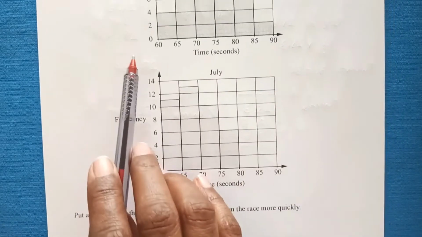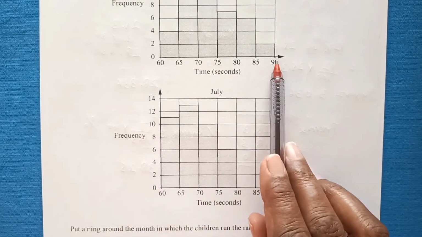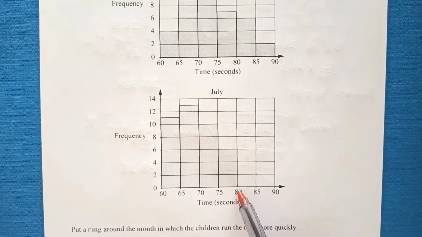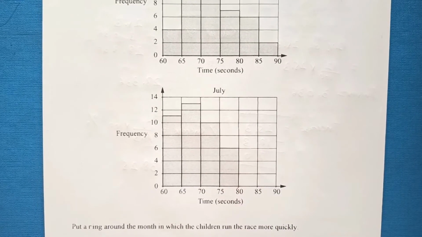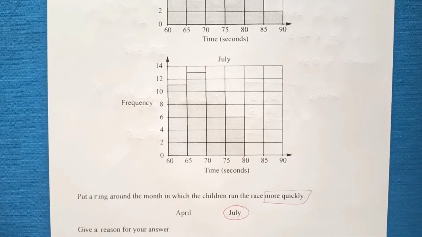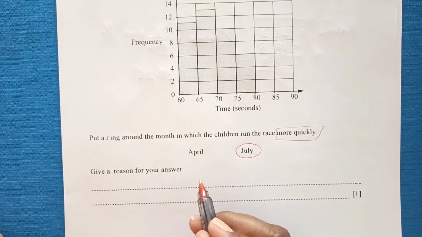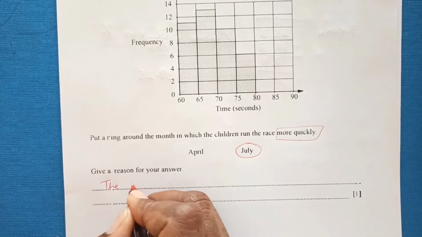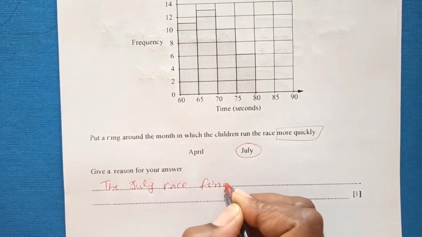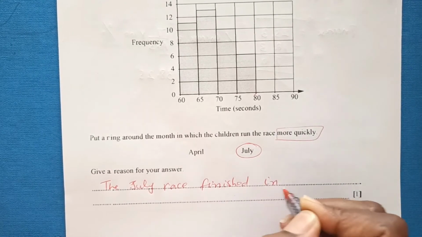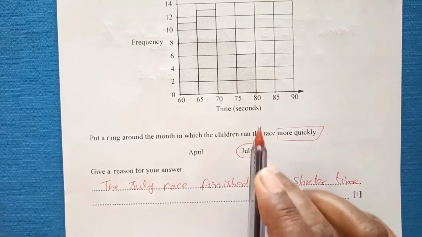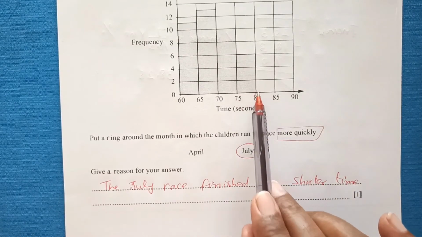So we can see in April they finished, like the last one is up to 90 seconds. Here they finish up to 80. So which one is the quicker one? That is the month of July. So we can circle July and give a reason for that. We can say the July race finished in shorter time. So they just finished the race at around 80 seconds.